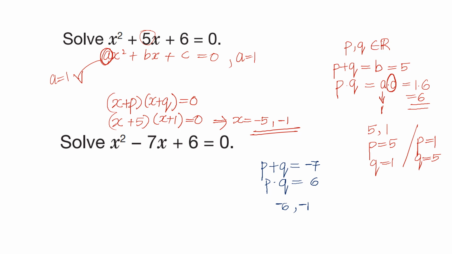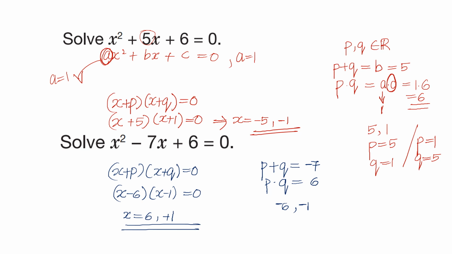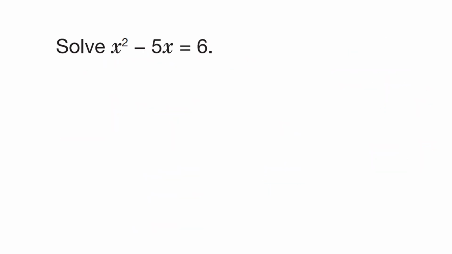That is positive 6. So it can be given as x plus p times x plus q is equal to 0. And here it can be x minus 6 times x minus 1 is equal to 0. So the value of x can be either 6 or positive 1. So this will be the value of x. So this is another question.